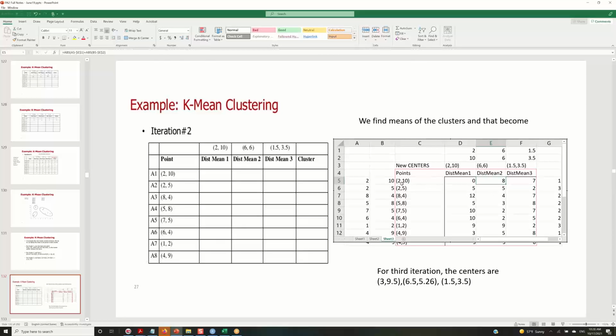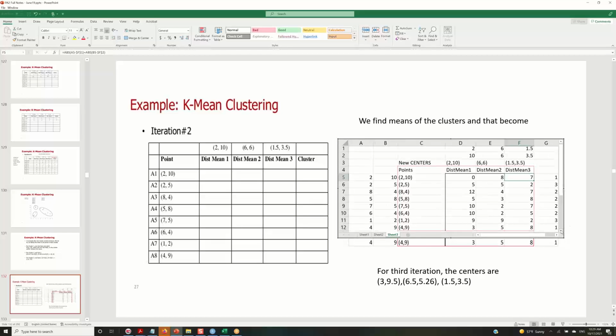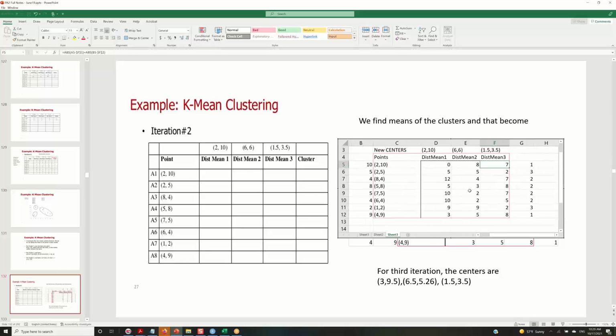Absolute distance between 2, 10 to 6, 6 is 4 plus 4, 8. That's why it is 8. But this one is very tricky because of 1.5. Although it's a fraction, you can do it in Excel. So I did the Excel here. I filled up all these things, and I start assigning the clusters again.